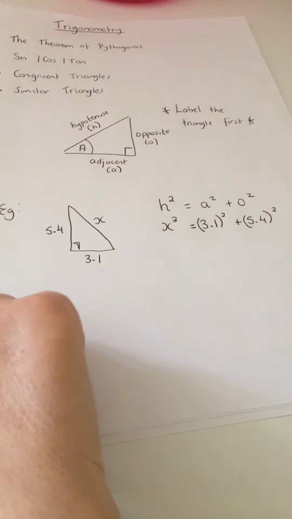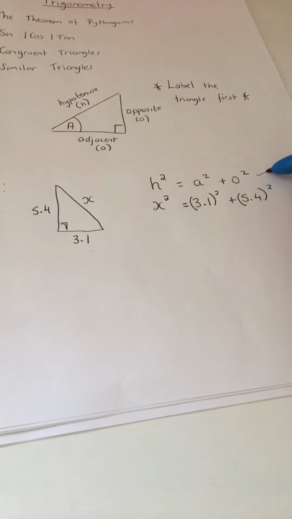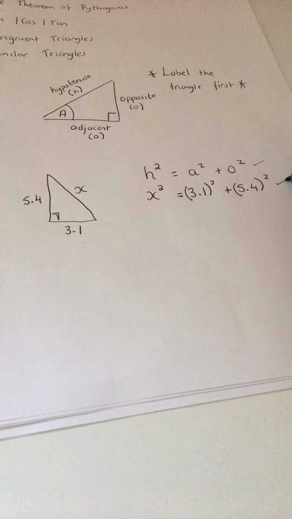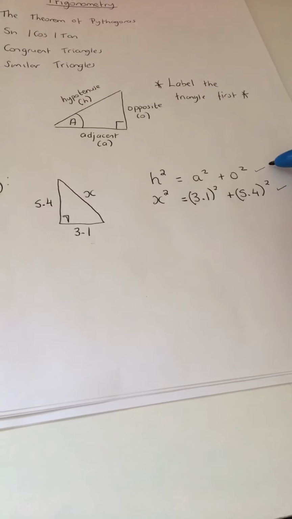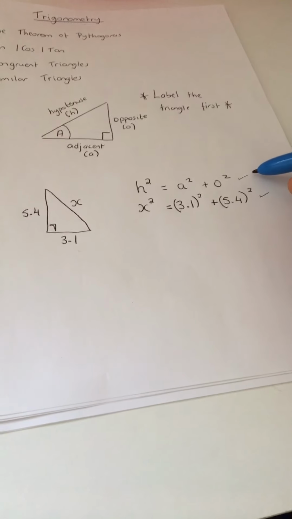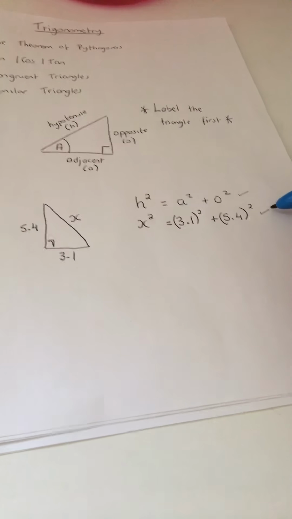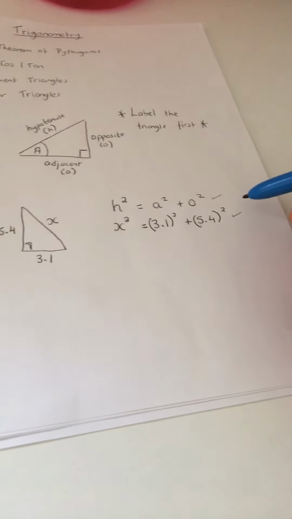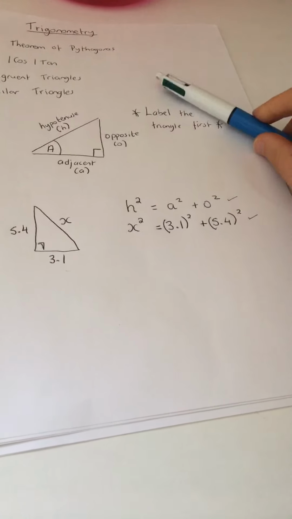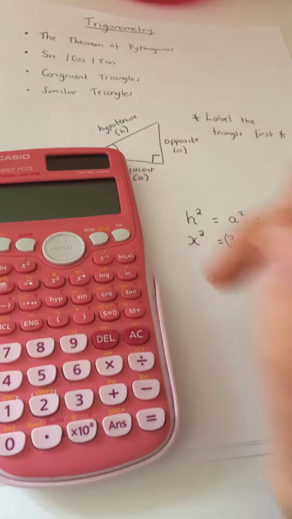So that's us starting off, and you get marks for writing this much down, you get marks for filling in this much. So even if you just got this far and stopped, you will get marks. And even if you just got this far, you'll get a few more marks. So always do as much as you can, even if you don't think you can get the final answer. Over to our calculators then.